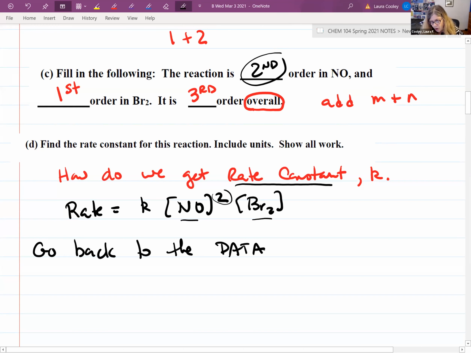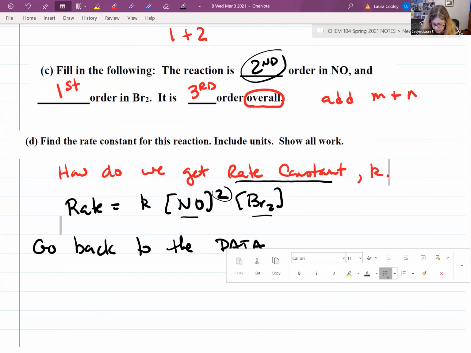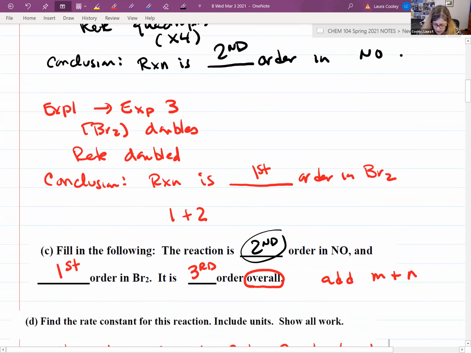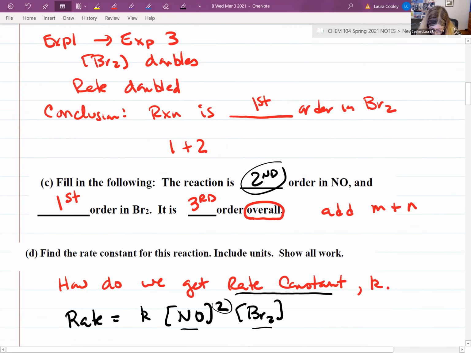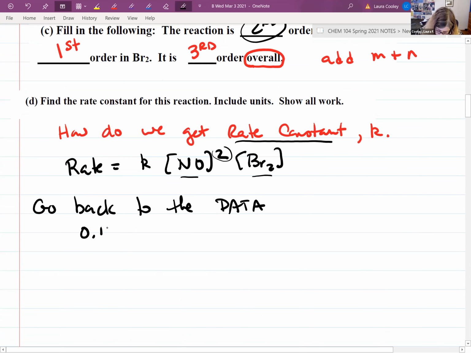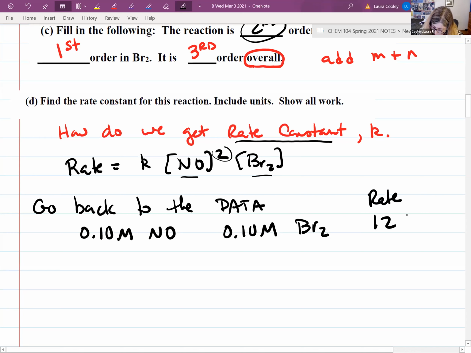Okay, so I'm going to go back up to the data here, and I'm going to pick one set of data. Oftentimes I just pick the first one. I pick experiment 1. Experiment 1 is 0.10 molar in each of the reactants and has an initial rate of 12. So let me write that down. 0.10 molar NO, 0.10 molar Br2, and the rate was 12.